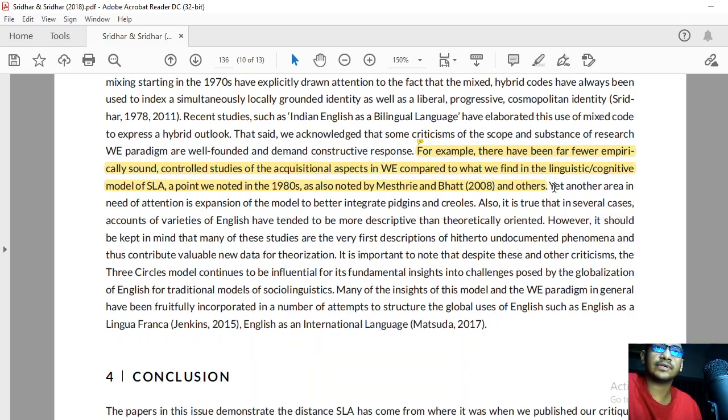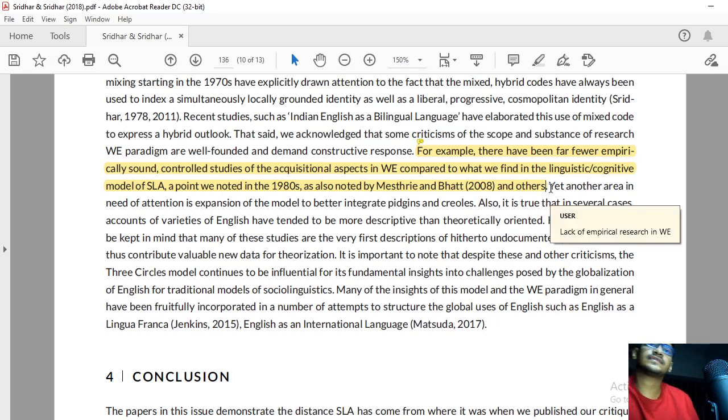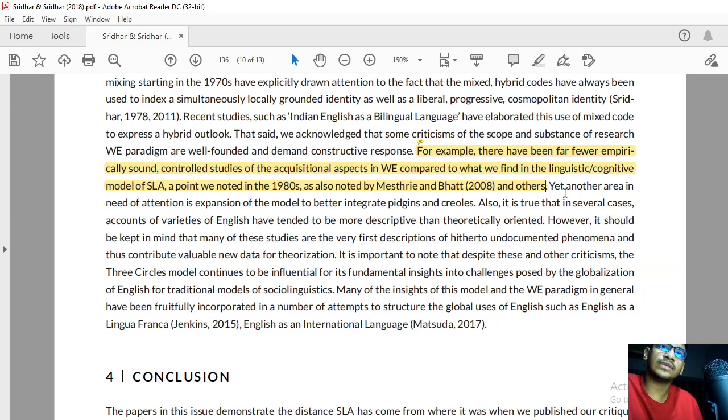So empirical, right? So more field studies. Instead of secondary resources, empirical studies are when the researcher goes out and collects data on his or her own. Yet another area in need of attention is expansion of the model to better integrate pidgins and creoles.